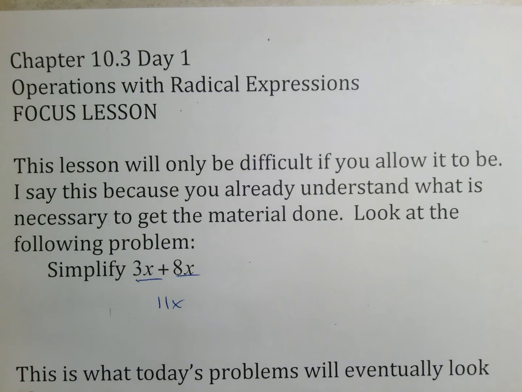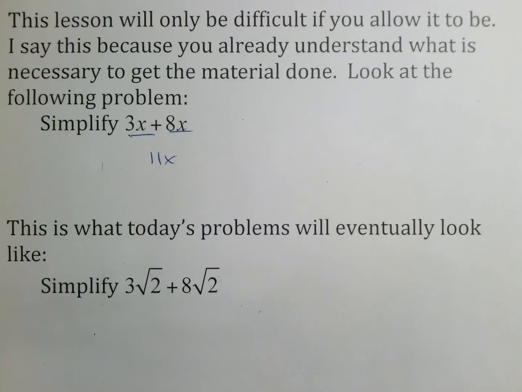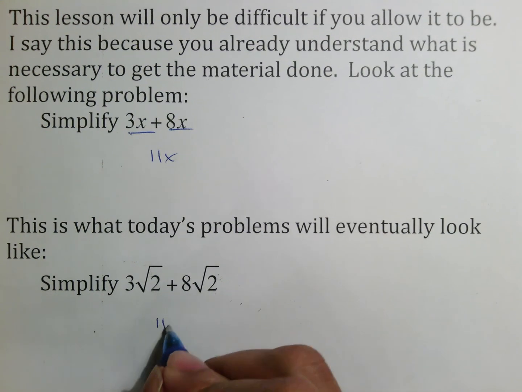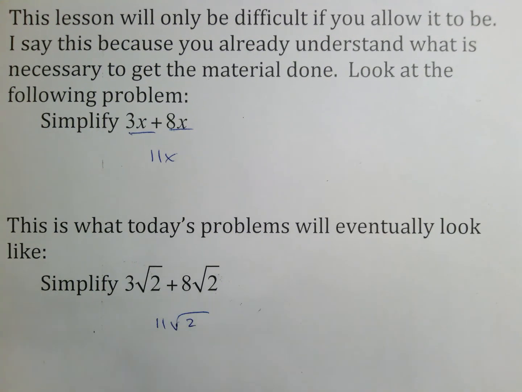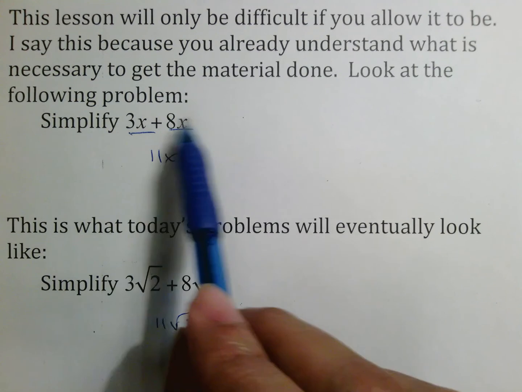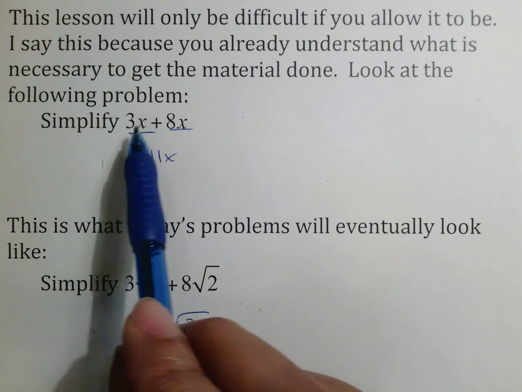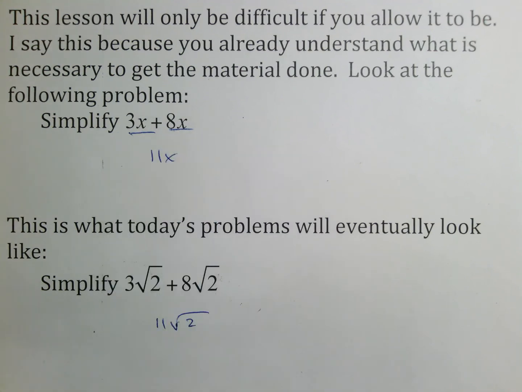And just so you know, this is what today's problems look like. 3 root 2 plus 8 root 2. And again, notice this is 3 root 2's and 8 root 2's, which means that I will now have 11 root 2's. Notice again, the root does not change, just like the x's don't change. So whenever you add root 2 to a root 2, the root 2 is what's going to stay there, just like whenever you add an x to an x, the x stays. As long as you work that way, you should be okay.